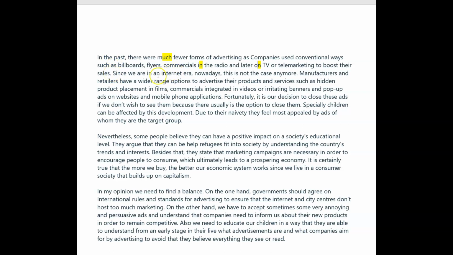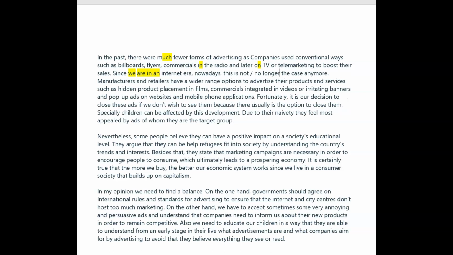Since we're in an internet era, now, personally, I really don't like we in these essays because they're formal essays. So, in the internet era, just go in the, so forget we. In the internet era nowadays, this is not the case, or this is no longer the case. So you don't need not the case anymore. So just go no longer the case. So you don't want not and anymore in the same sentence.